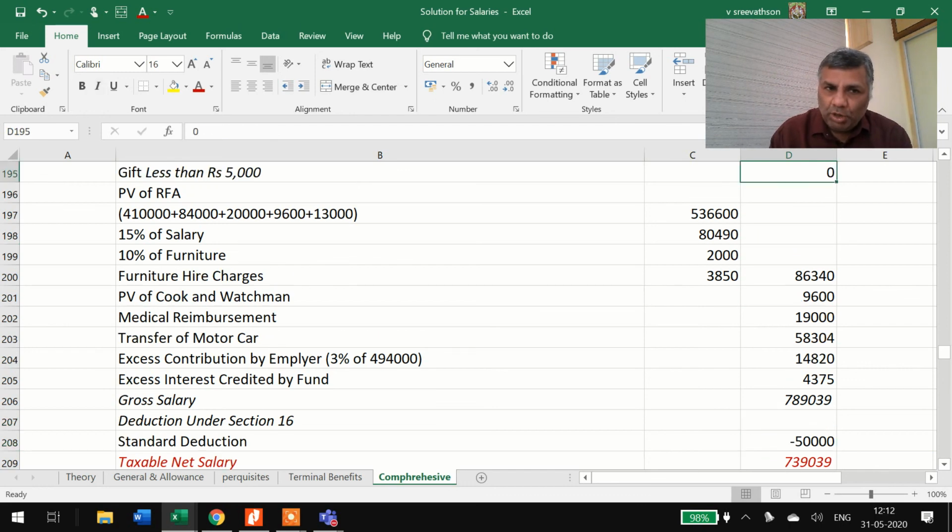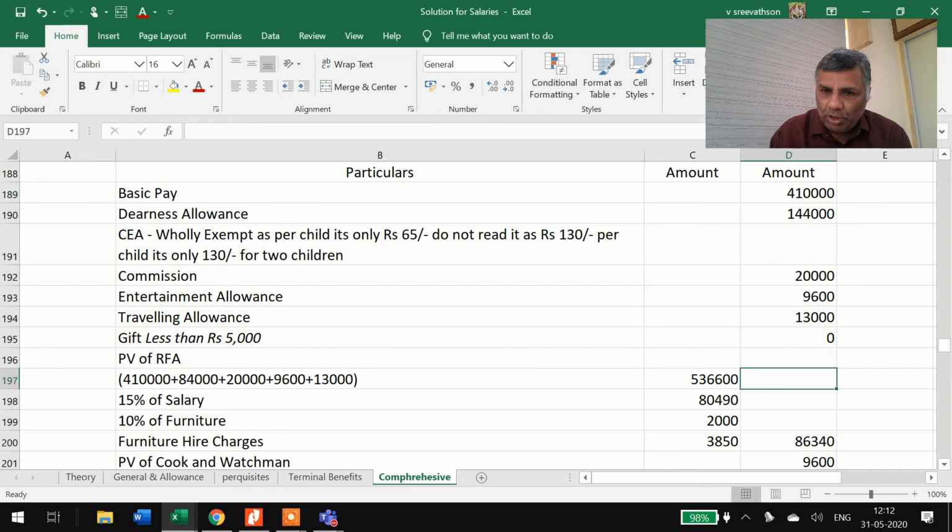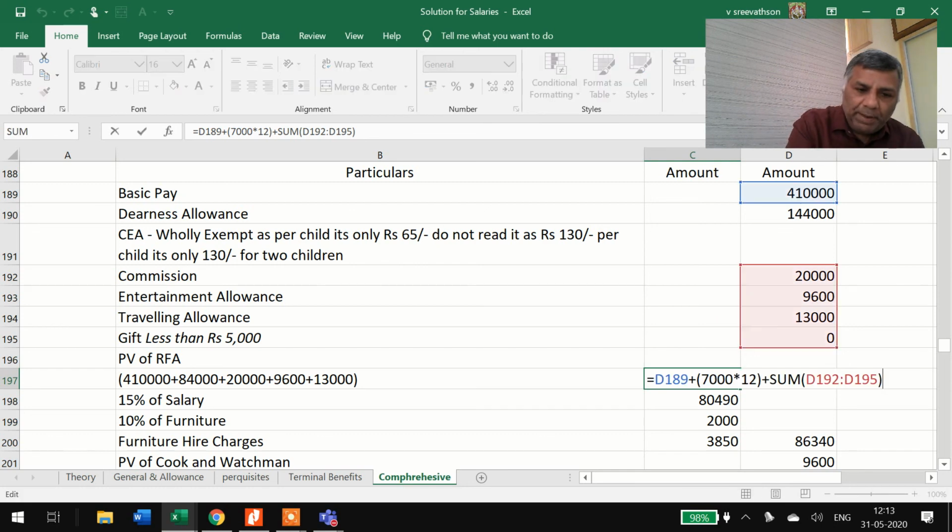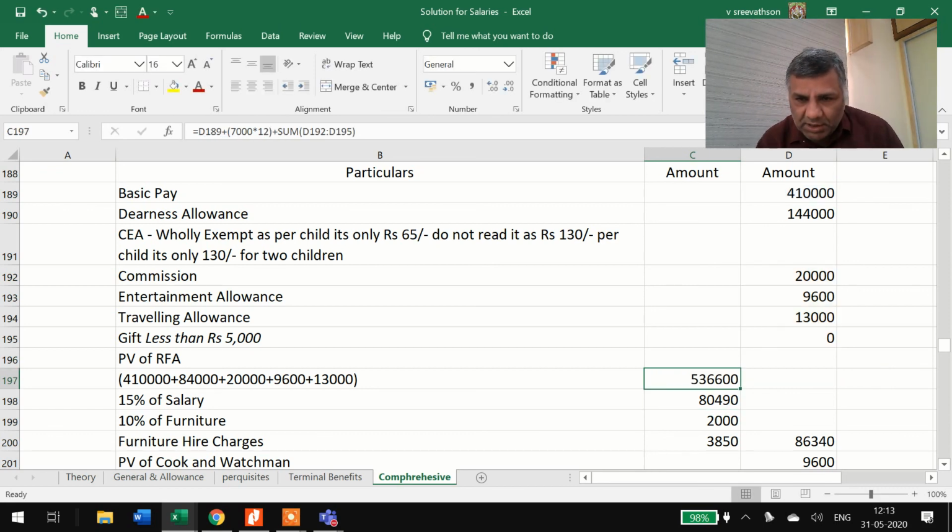739,039 now, because this will become 0, and the salary for the purpose of RFA will be basic pay of 4,10,000 plus DA 7,000 into 12 plus commission 20,000, entertainment allowance 9,600, traveling allowance 13,000. Put together, I am getting 5,36,600. 15% is 80,490. 10% is the cost of furnishing and furniture taken on higher charges from September.